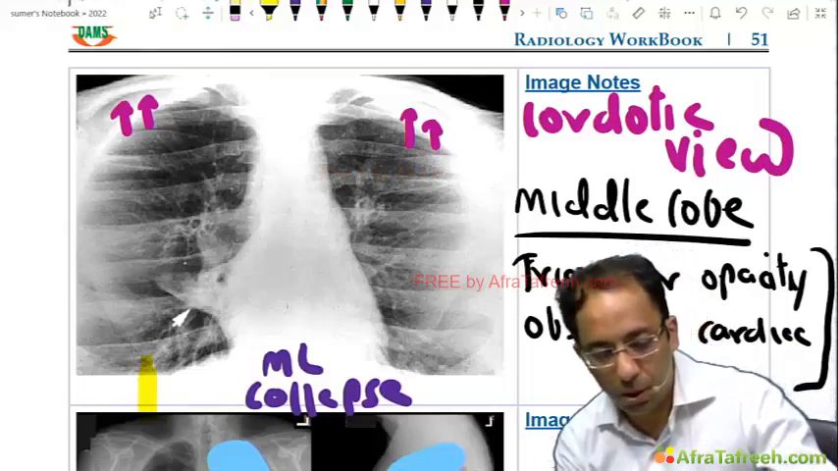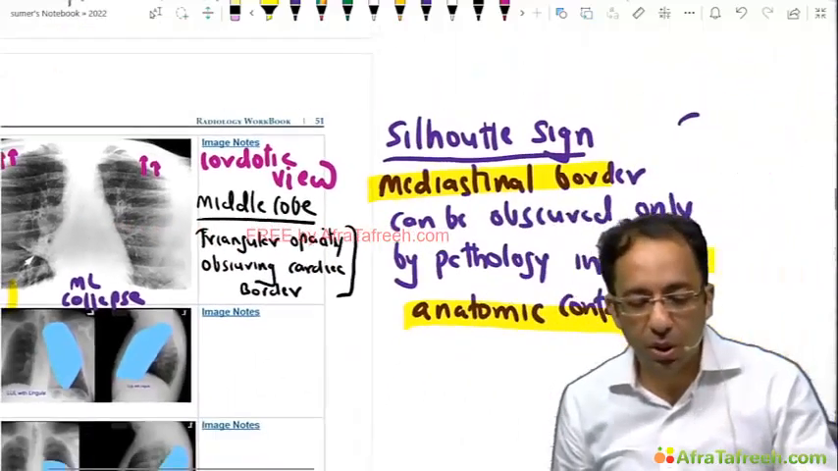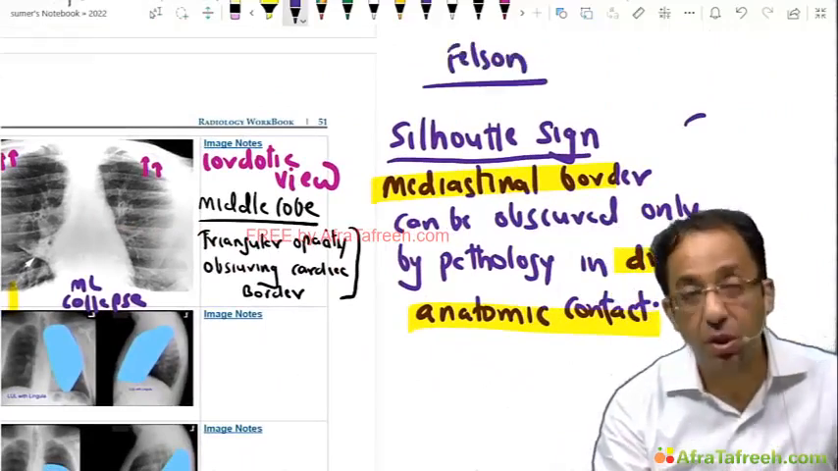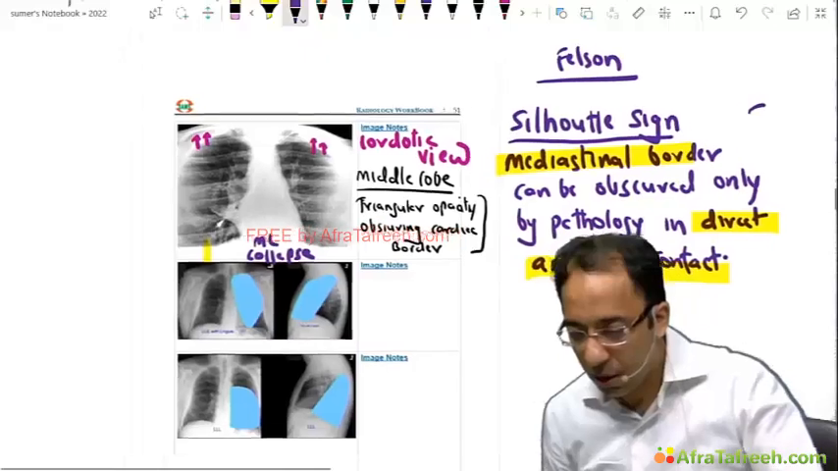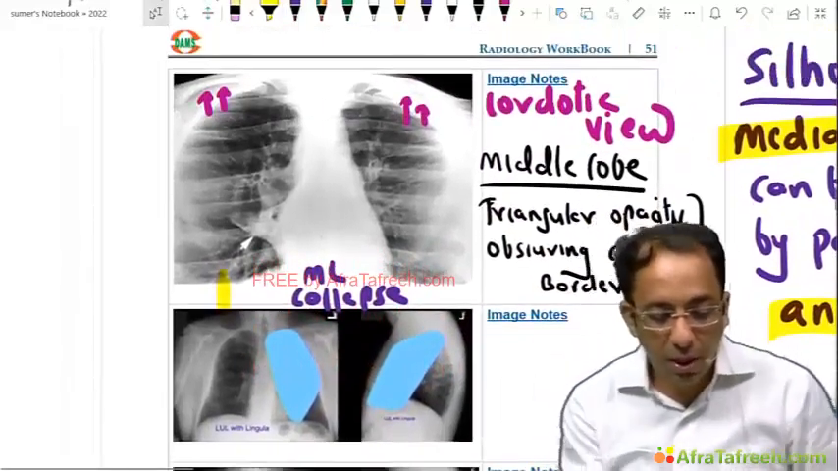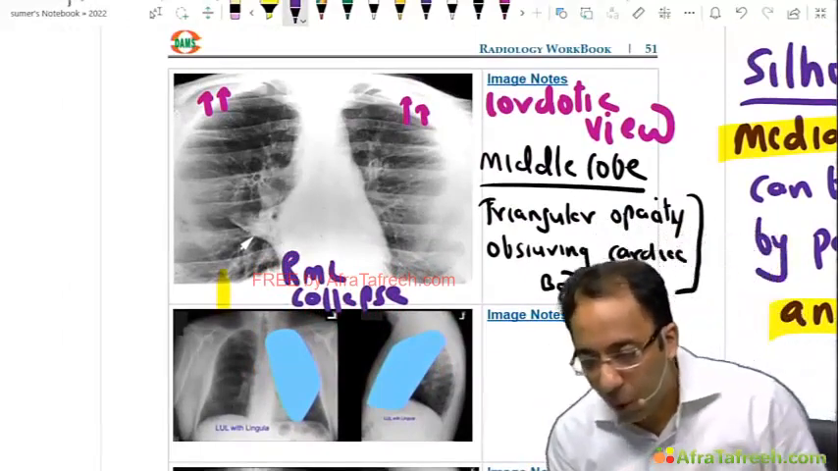Now let's go. One student is asking, what is Felson? Felson was the man who described it. Felson was the chest radiologist who described this sign. And Shweta Sangma is again asking, what is RML? RML is right middle lobe, beta, right middle lobe collapse. Okay, now let's go further.